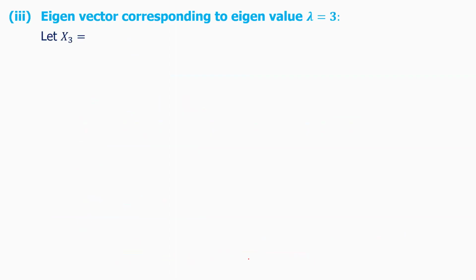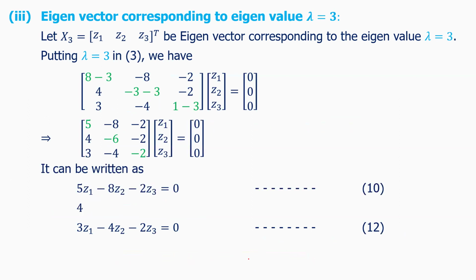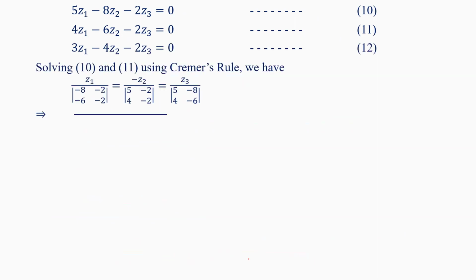Similarly, we are able to also get the eigenvector corresponding to lambda equal to 3. The same process we repeat over here, and ultimately we get three equations. Out of these three equations, we are able to take any two equations. So let us take the first two equations, 10 and 11. We have the same case here, minus 8, minus 6, minus 2, minus 2, equal to minus z2.